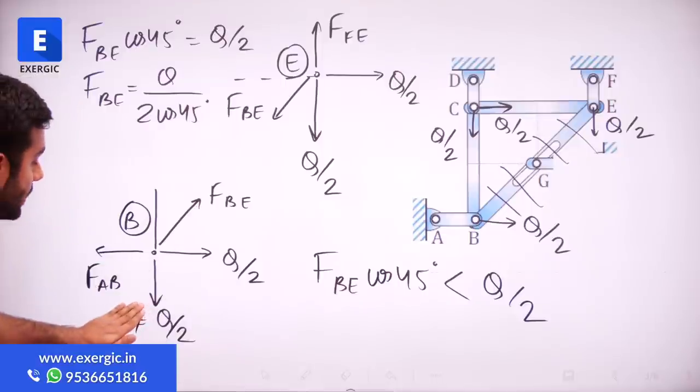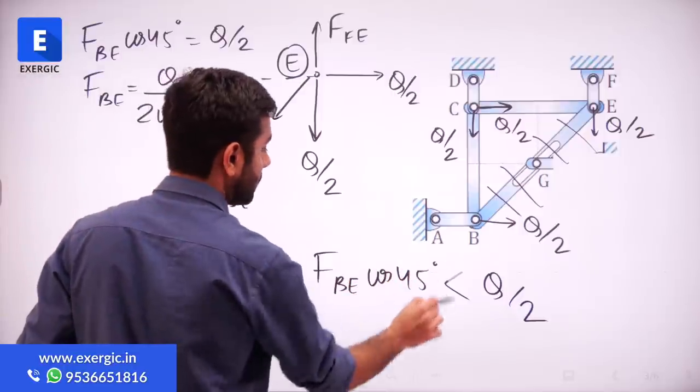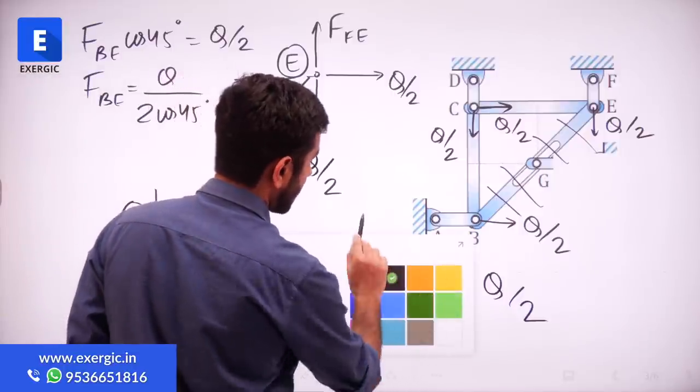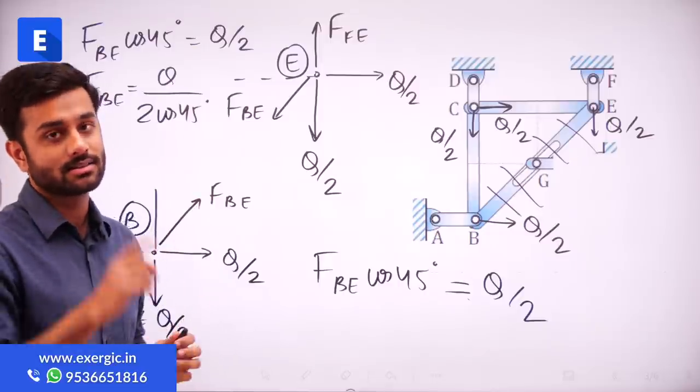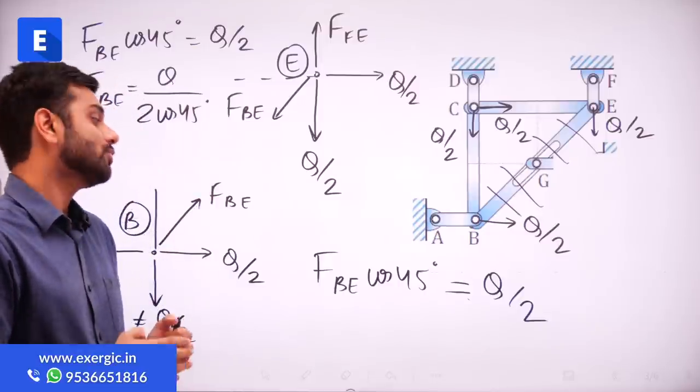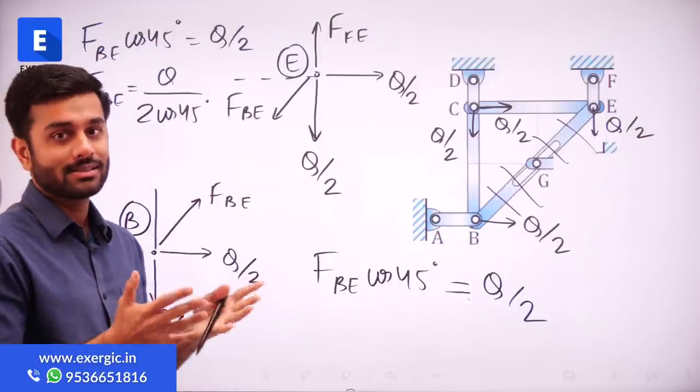If this was Q by 2, this sign will become equal to sign. This sign will become equal to sign. And then everything will match. Everything will be balanced, right? So, what do you think we should conclude from here? What should be our next step?